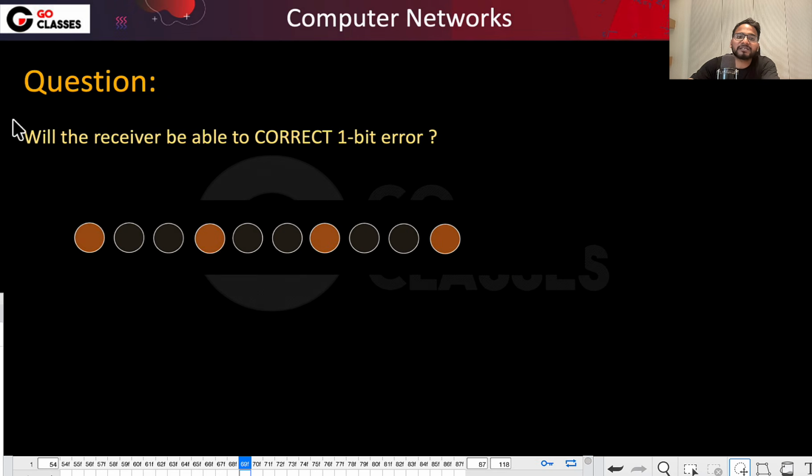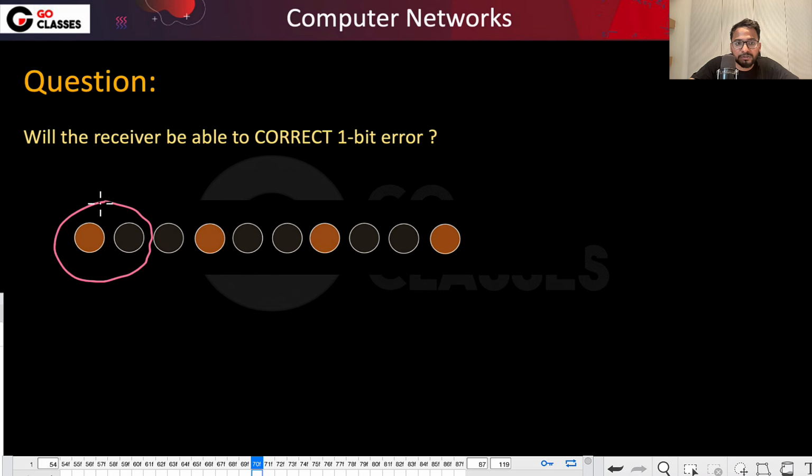For detection, I just need to count the Hamming distance, which is 3, so you can even detect 2 bits of error. But will you be able to correct 1 bit of error? For the correction, you just need to check that the sets of invalids are non-overlapping. Is this non-overlapping? That's all you need to check.